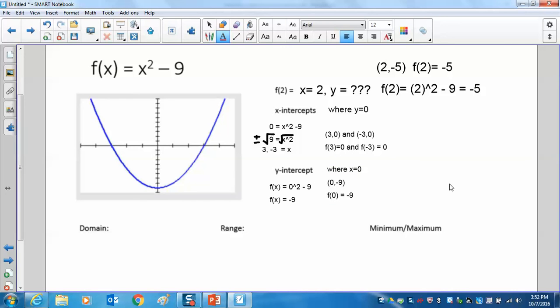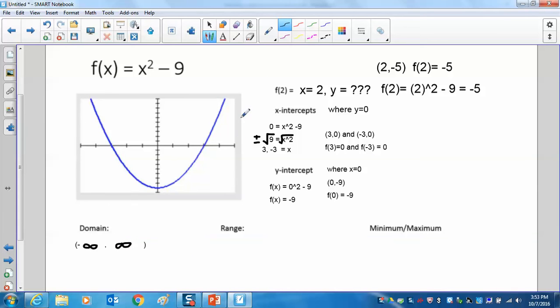Okay, we decided from our graph that the lowest point is -9, and it goes up forever, and it goes out to the left and right forever. So there are many ways to express domain. We can use interval notation, which would be negative infinity to positive infinity. That's interval notation, and we use parentheses because we don't include the values negative infinity and positive infinity.